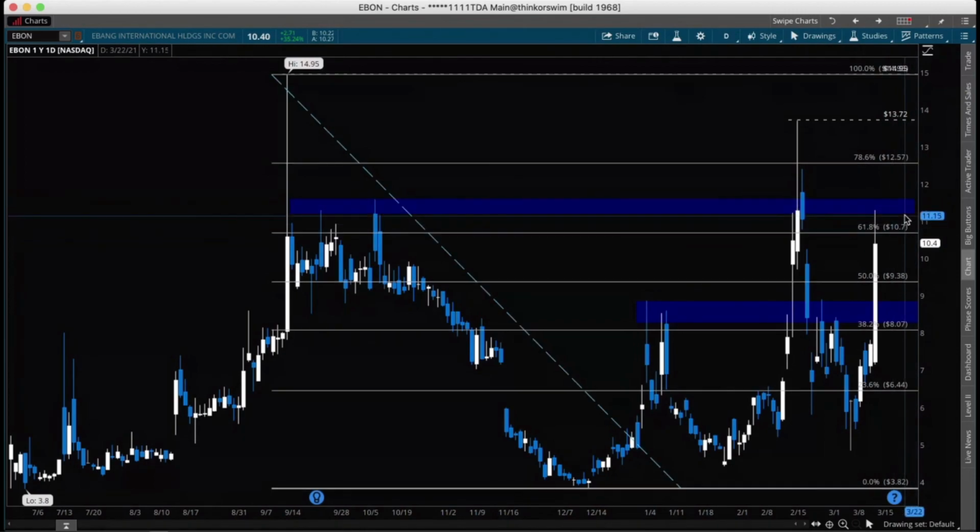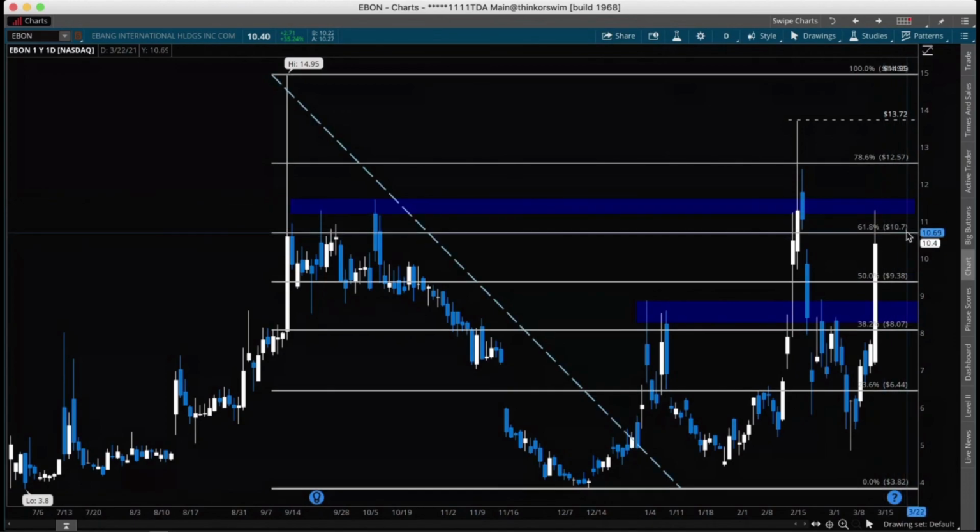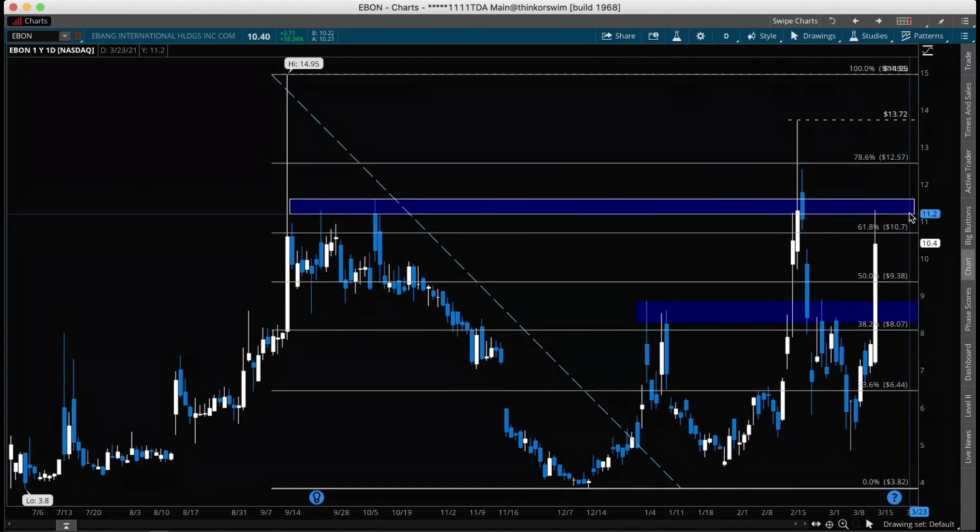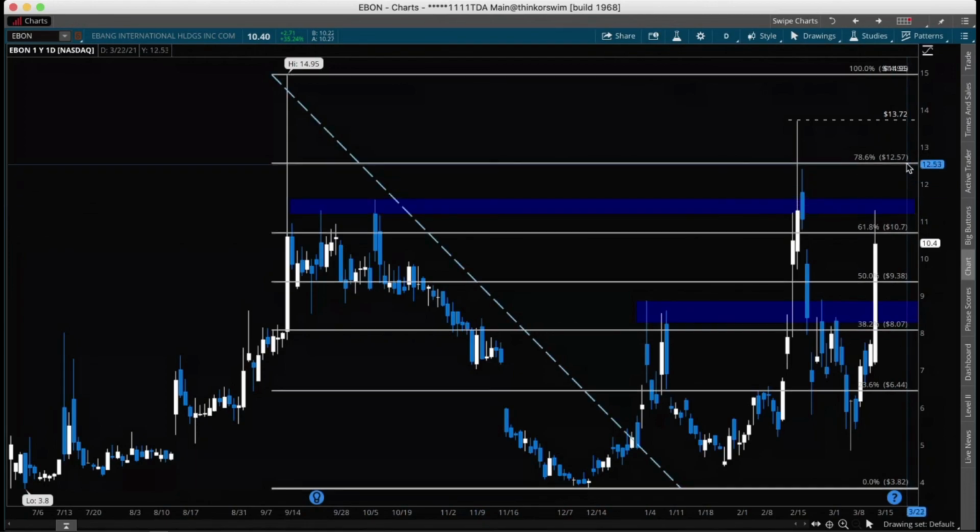You can play a quick move like that. I'm not sure how the contracts move with the stock, but above 10.7 could be bullish up until 11.2. Above 11.6, you can see it to 12.57.